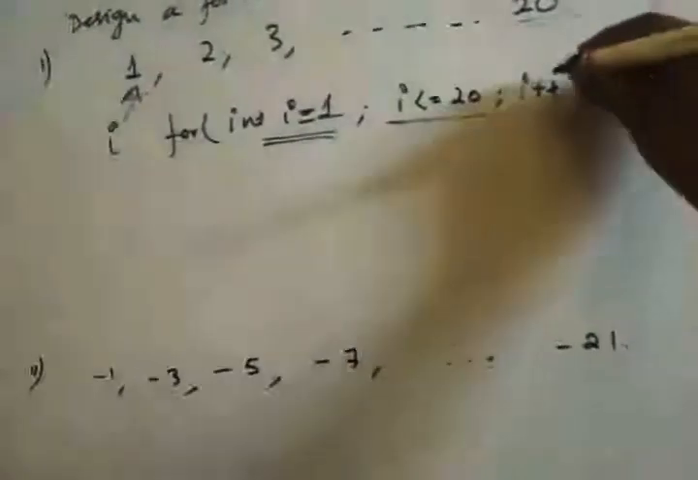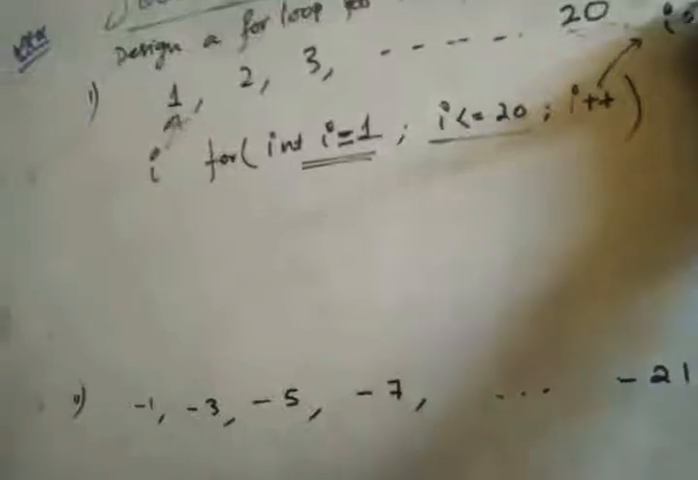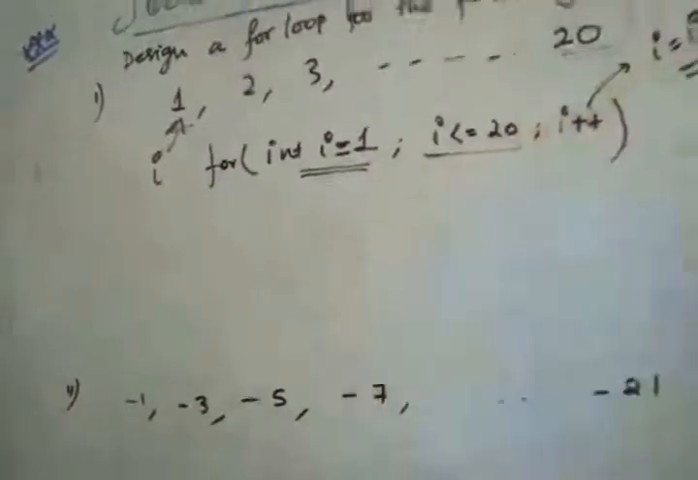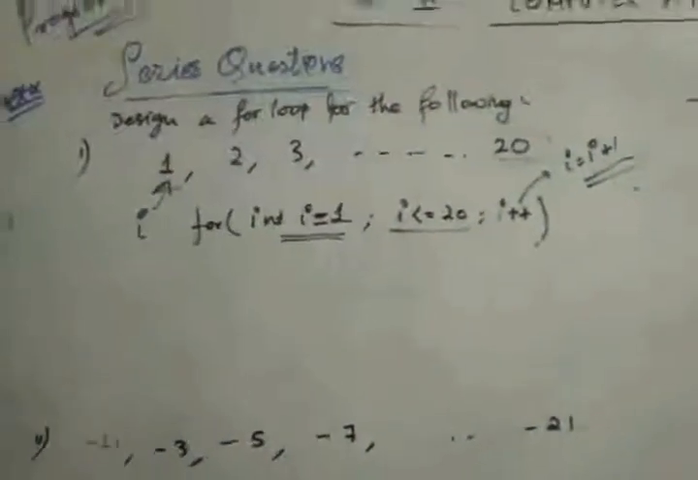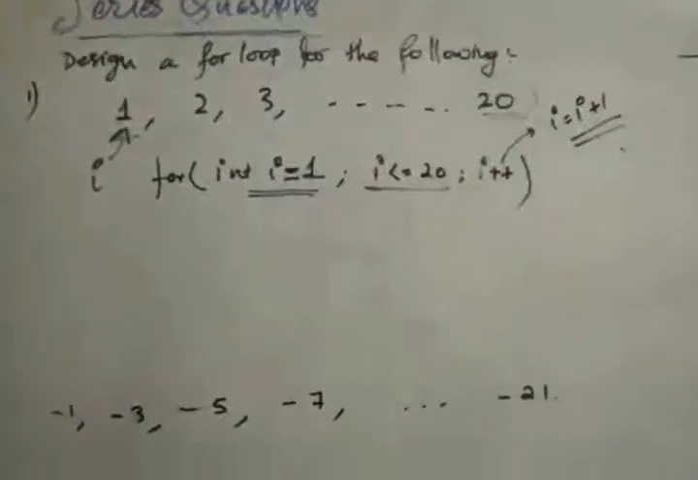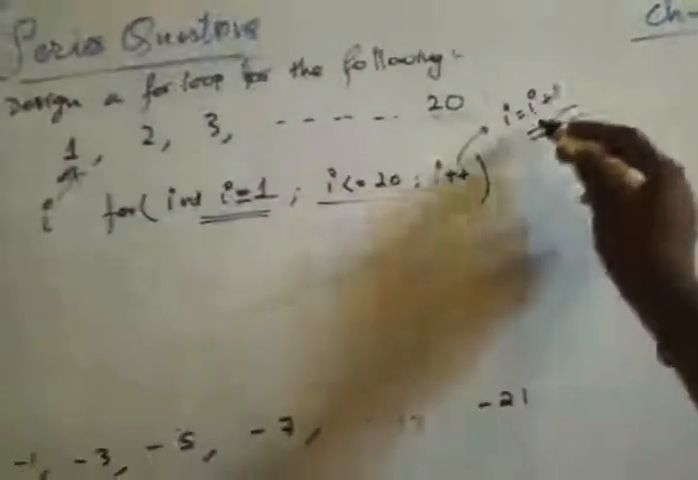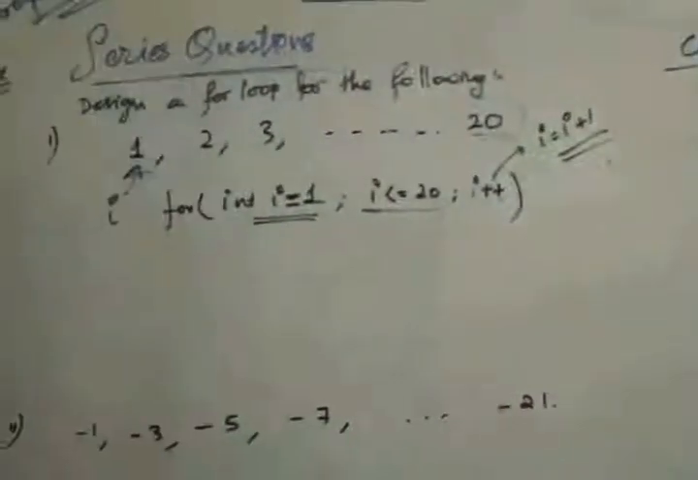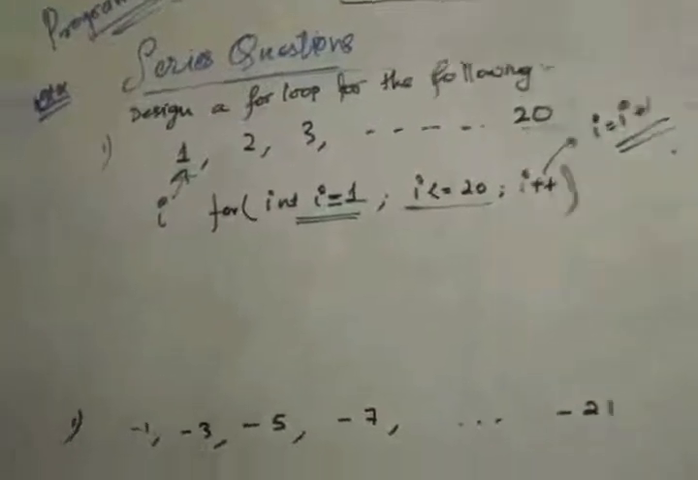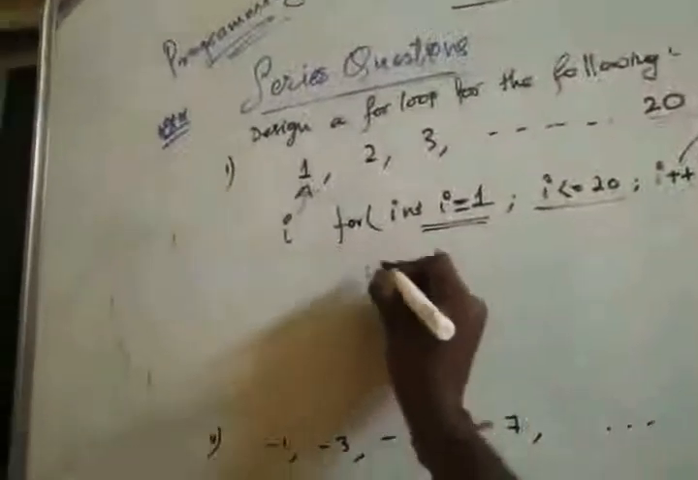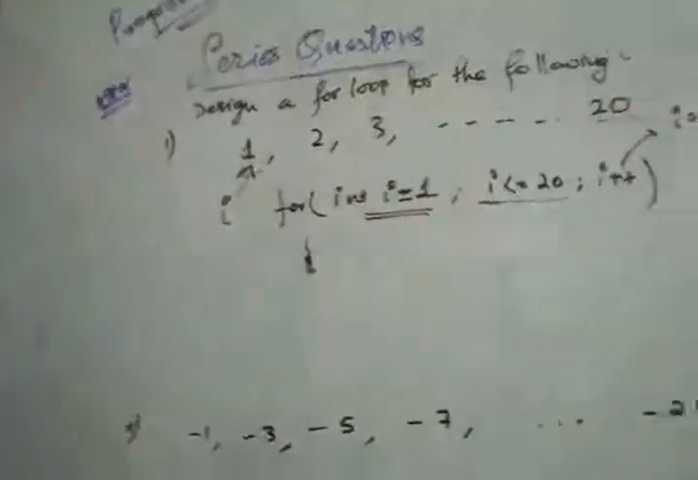or instead of this you can write I equals to I plus 1. Same thing. Both are the same thing. Either of them you write. Don't write both of them. This or this you can write. Clear? Understood? After that, a bracket open, and we need to write the statement.